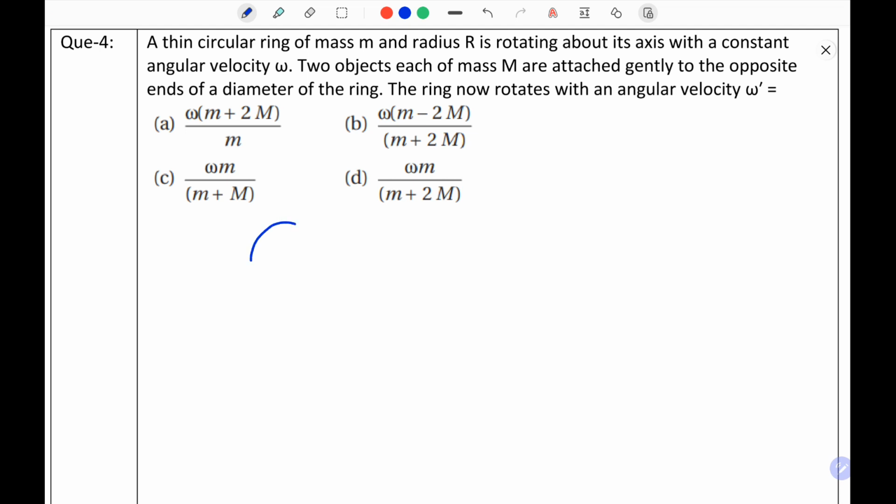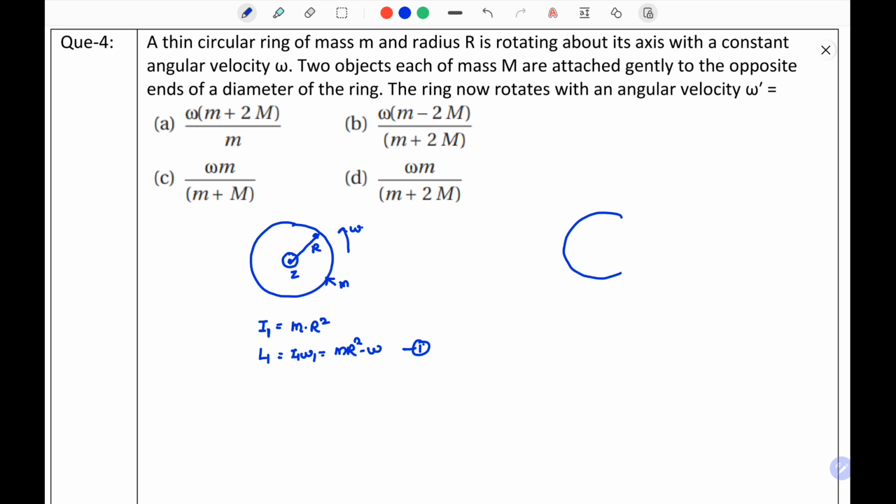In first case, it is the ring of mass small m and has the radius capital R, and it rotates with angular velocity omega. So we can write that in this first case, moment of inertia of this ring about the axis perpendicular to the plane and through center, which is the z axis, is m into capital R square, and its angular momentum will be equal to I1 omega 1. It will be equal to m into r square into omega. This is our equation number 1.